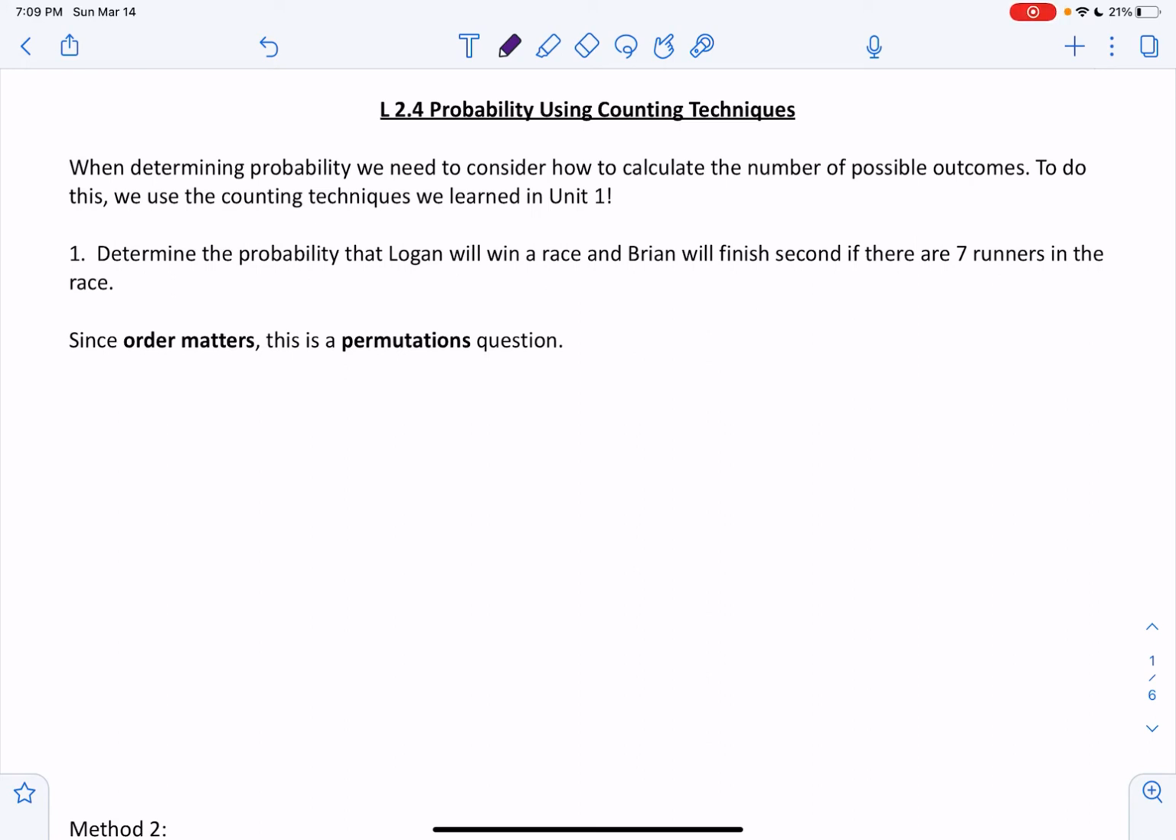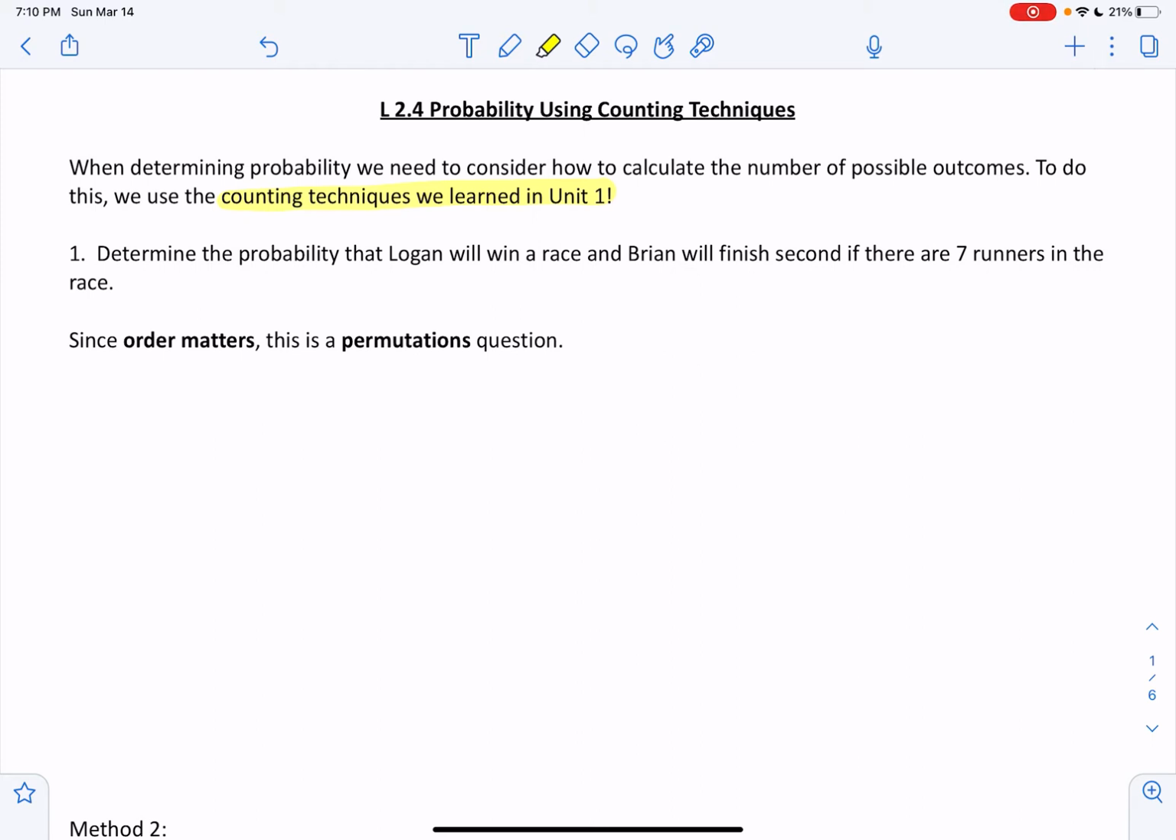For this lesson, we're going to be looking at how to calculate different probabilities using counting techniques. So when we're determining probabilities, we need to consider how to calculate the total number of possible outcomes, as well as the number of outcomes for a particular event. To do this, we often need to use our counting techniques that we learned in Unit 1. So this gives you an opportunity to see why we did everything in Unit 1 and what the point of all of those lessons really was.